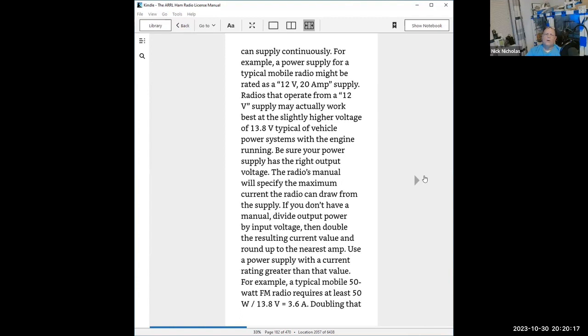So now when you divide 200 watts by 13.8, you get closer to 15 amps, 14 point something or 15 point something. Somebody can do that math, it won't matter. So the point I'm trying to make is when you want to calculate what size power supply you need for your radio, take its power output, multiply it by 2, and divide that power times 2 by 13.8, and that will tell you the minimum power you need to run that radio.